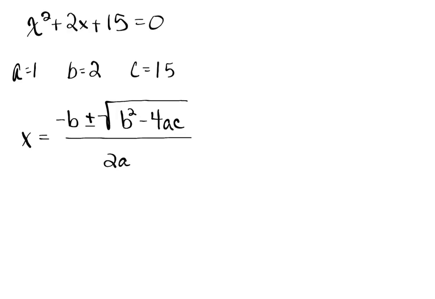And you know there's a song out there for that. It goes: minus b plus or minus square root b squared minus 4ac, b squared minus 4ac, all over 2a, all over 2a. And if you memorize that, you will memorize the quadratic formula.